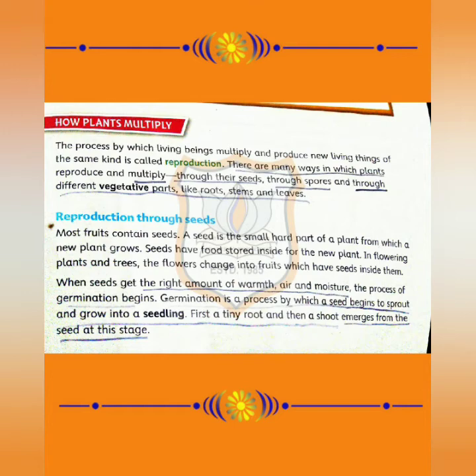So first, what comes out? A tiny root comes out from the seed and then a shoot emerges from the seed at this stage. Now slowly the small plant comes out from the seed. This is called germination. Children, you must have understood the meaning of germination. It is the process by which a seed begins to sprout and grow into a seedling.